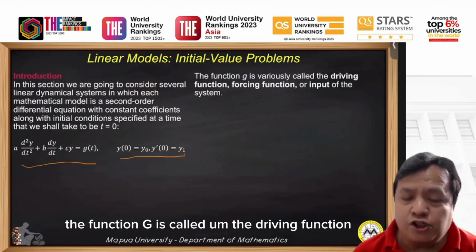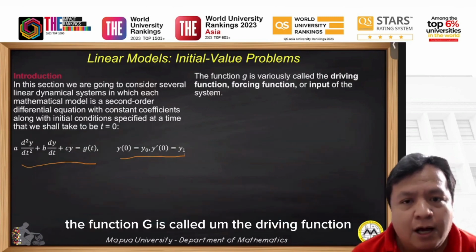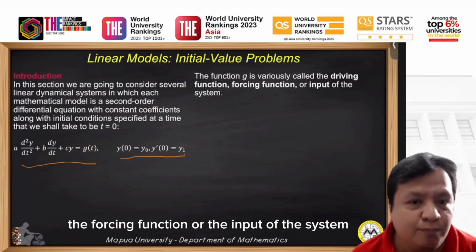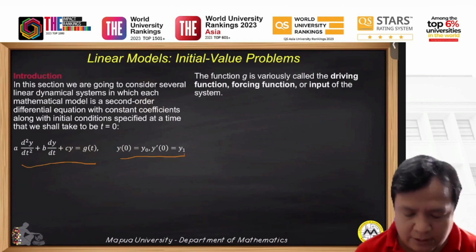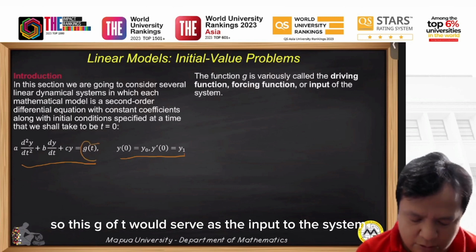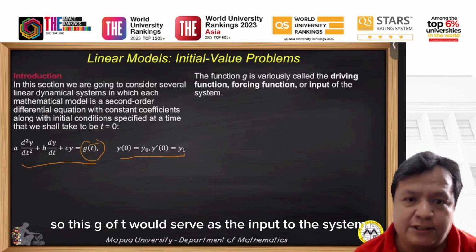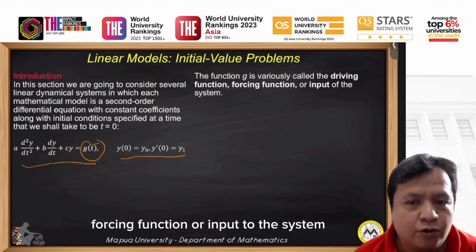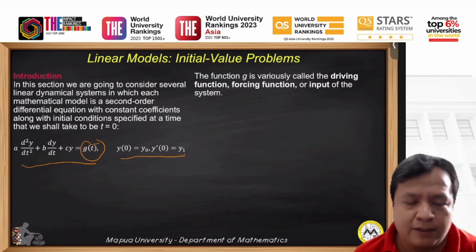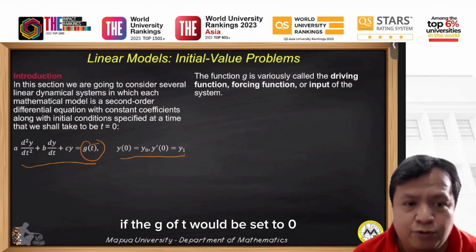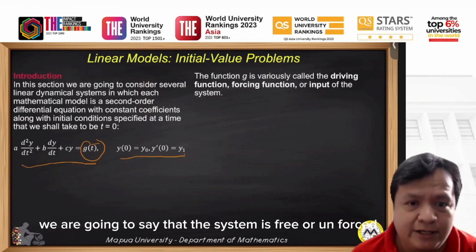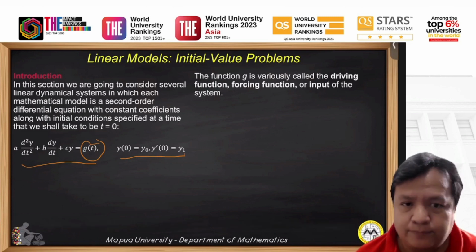The function g is called the driving function, the forcing function, or the input of the system. So this g of t would serve as the input to the system. If g of t would be set to 0, we're going to say that the system is free or unforced.